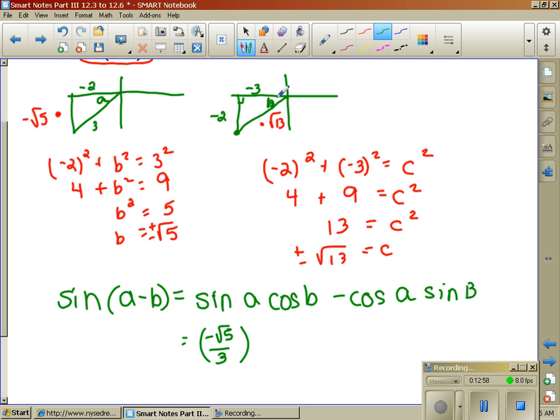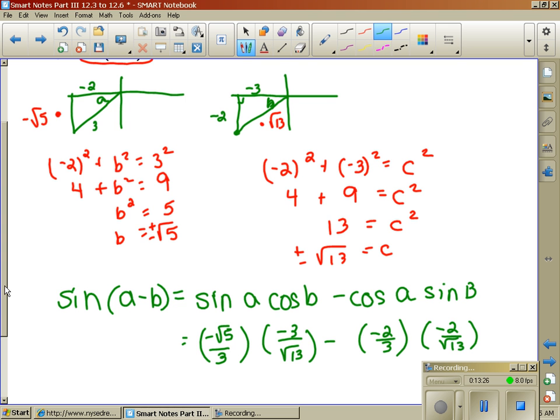Cosine of B, adjacent over hypotenuse: -3 over square root of 13. Cosine A, adjacent over hypotenuse: -2 over 3. Sine of B, go to your B triangle. Sine is opposite over hypotenuse. So -2 over the square root of 13.